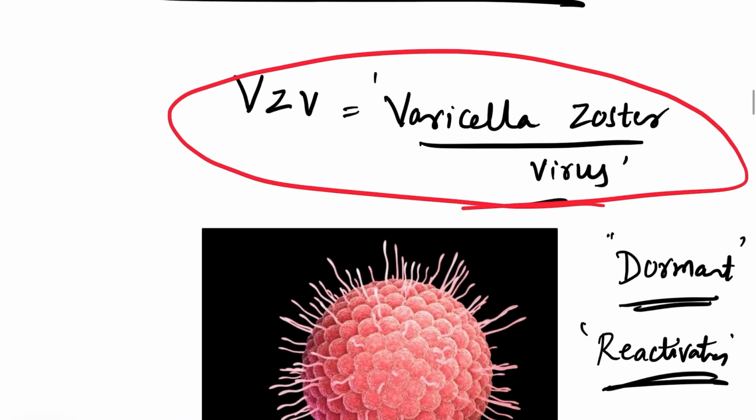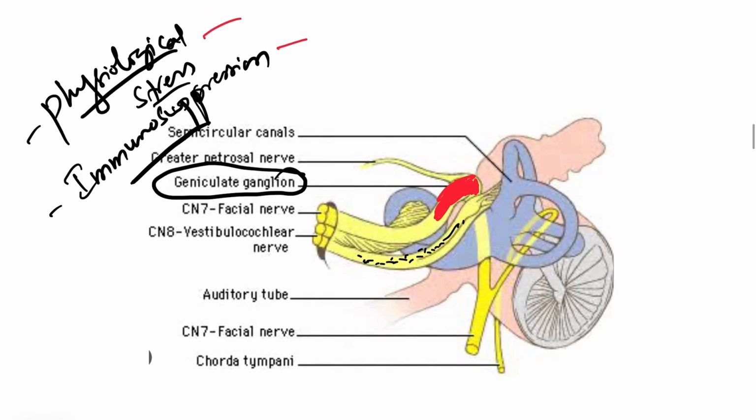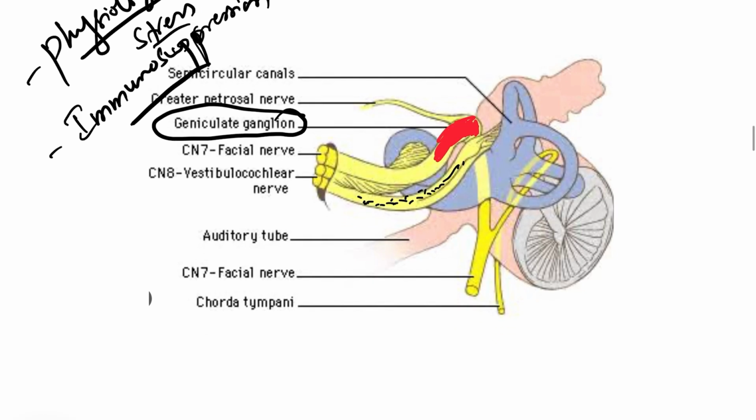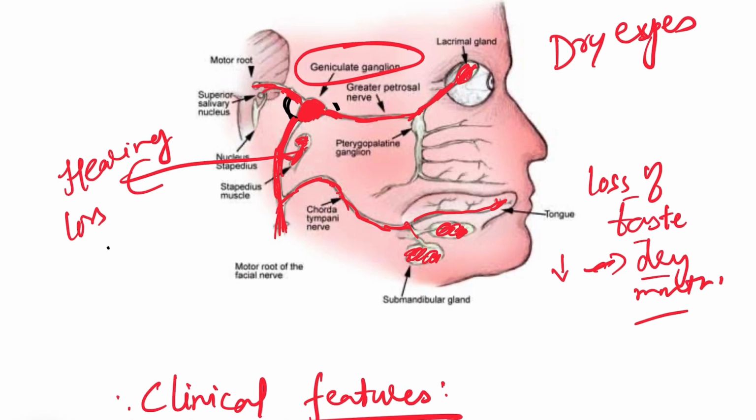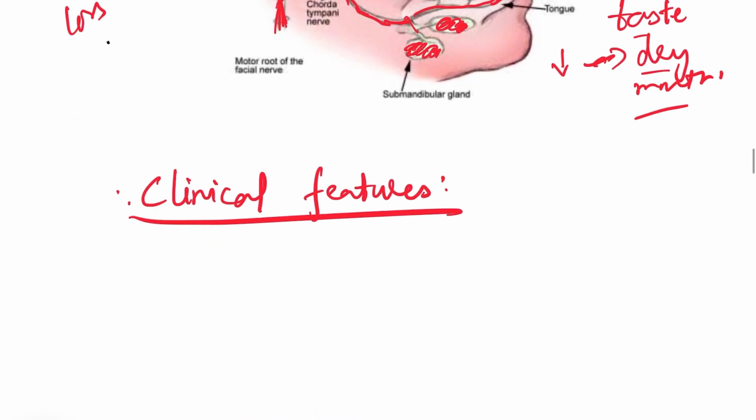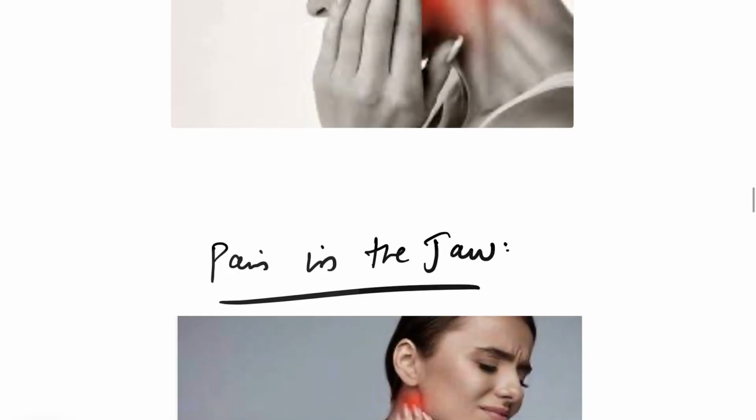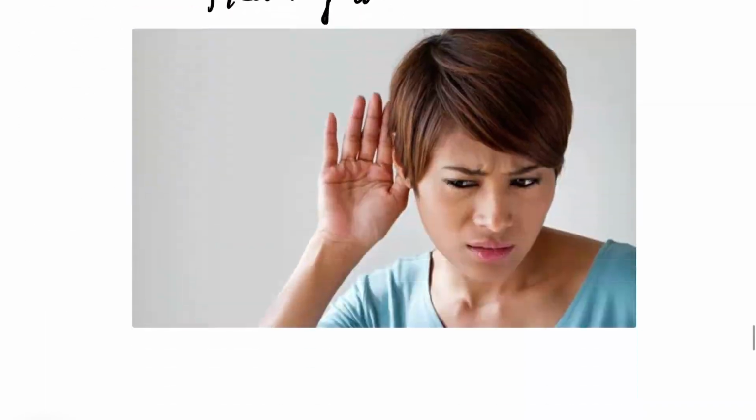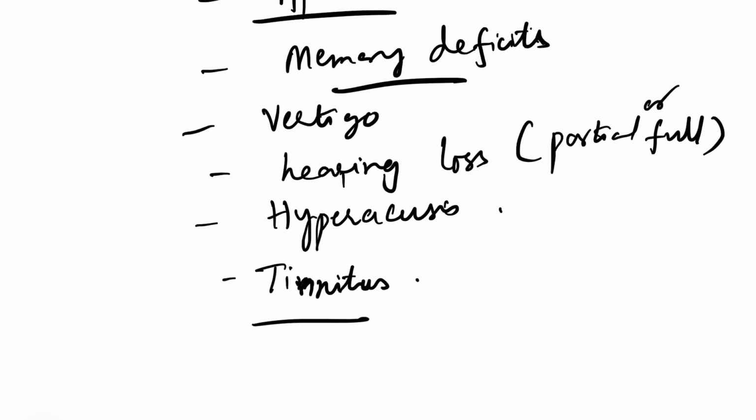Basically it is caused by the varicella zoster virus, which causes chickenpox during childhood, and the virus may remain dormant in the geniculate ganglion and get reactivated due to physiological stress or immunosuppression. The reactivation leads to the signs and symptoms of Ramsay Hunt syndrome. So we have discussed the various signs and symptoms and also the treatment with antivirals, corticosteroids and symptomatic treatment, and the complications.